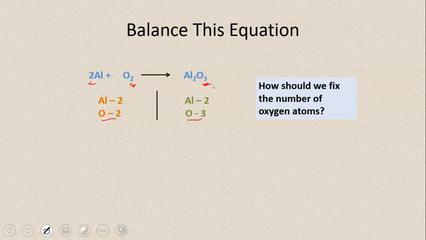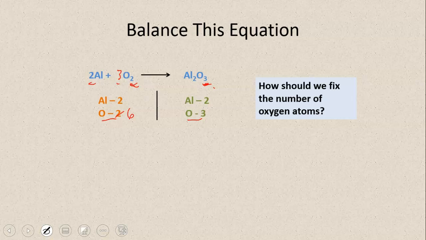Well, the multiples of 2 are 2, 4, 6, 8, 10, so on and so forth. The multiples of 3 are 3, 6, 9, 12. Well, they both have 6 in common. So how do we get from 2 to 6? Well, we multiply by 3. Okay, well that's great. So 3 times 2, 3 O2s gives us 6. Awesome.